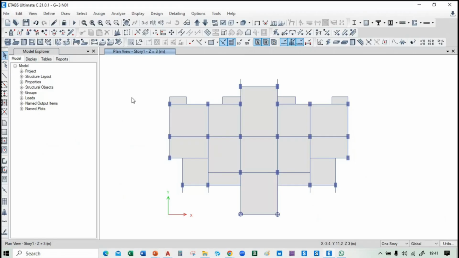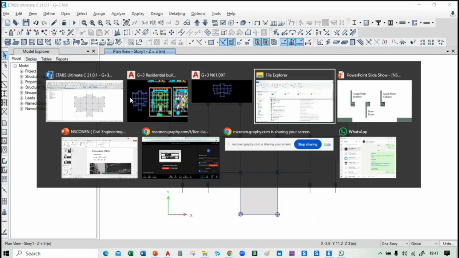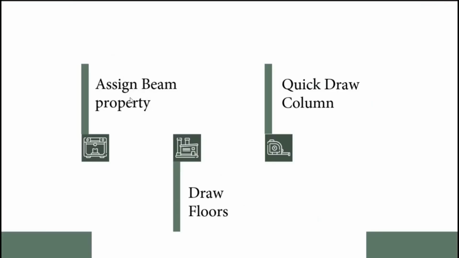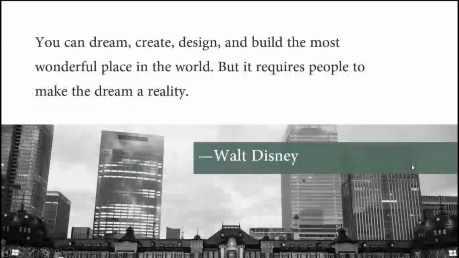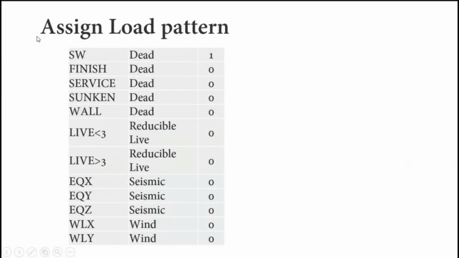Okay. So now, we have assigned the beams, drawn floors, and quick drawn columns also. Okay, so we have assigned the beam properties. There is no wall, so we won't draw the walls. We have drawn the floors. We have quick drawn the columns also. And now we will assign the load pattern.